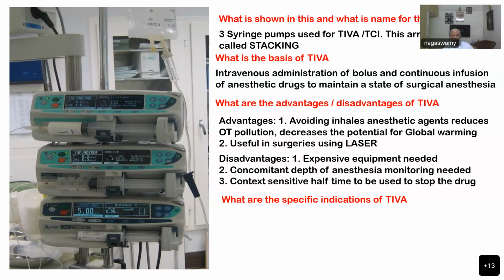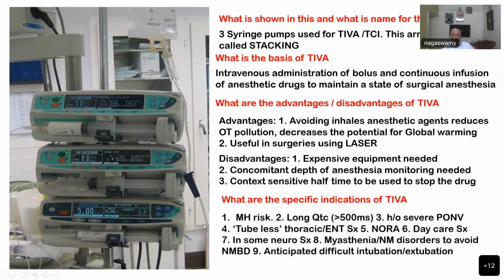any surgery where you don't want to intubate but do something in the airway. So, tubeless airway surgery. These are the indications. Malignant hyperthermia risk or patients with long QT syndrome or history of severe post-op nausea and vomiting, tubeless thoracic or ENT surgery, NORA, that is non-operating room anesthesia, daycare surgery, some neurosurgery, myasthenia or neuromuscular disorders to avoid neuromuscular blockade, or cases with anticipated difficult intubation or extubation. In all these cases, you can use TIVA. Okay.